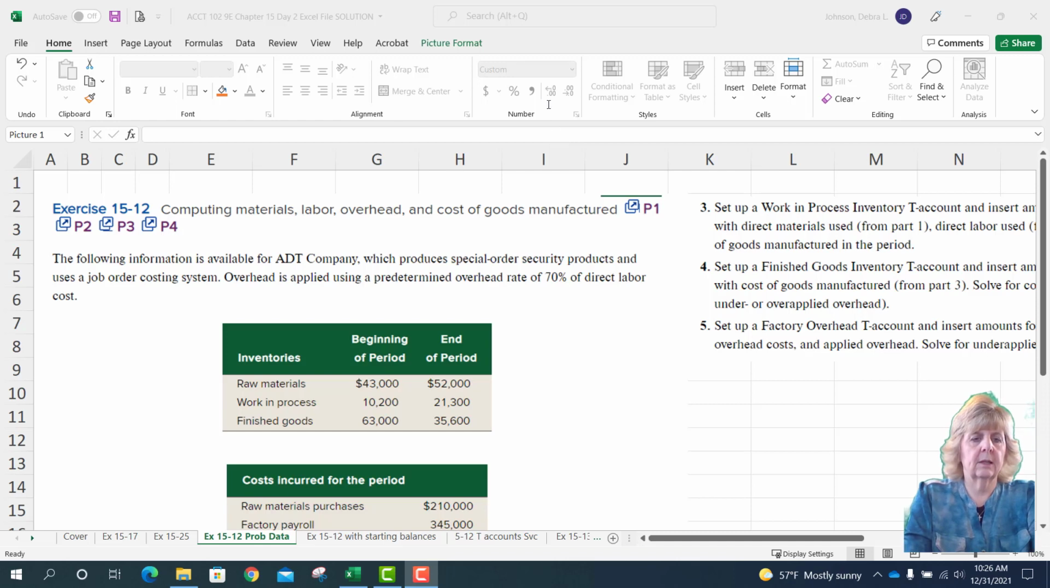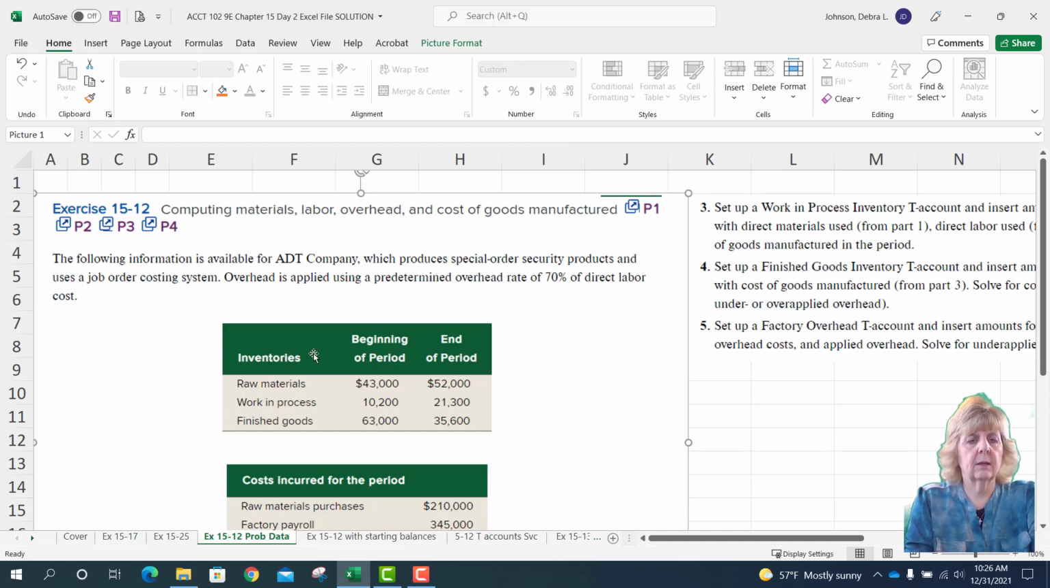So the exercise is shown on the screen. You'll notice that it is for a company which produces special order security products. It does use a job order cost system. That job order cost system would be appropriate for any type of entity that does custom or special order systems like this one. The next sentence is going to be key to us.